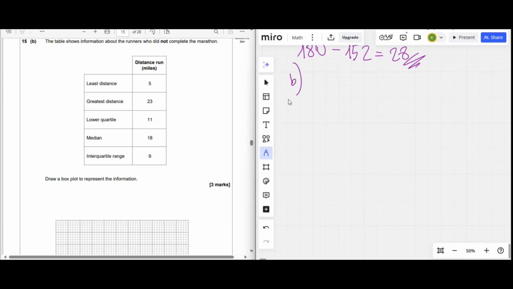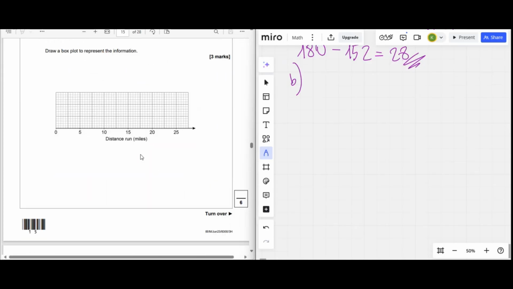In B, we have the table that shows information about the runners who did not complete the marathon. So for those 28 people, we have least distance 5 miles, greatest distance 23 miles, lower quartile being 11, median being 18, and interquartile range being 9. Draw a box plot to represent the information.